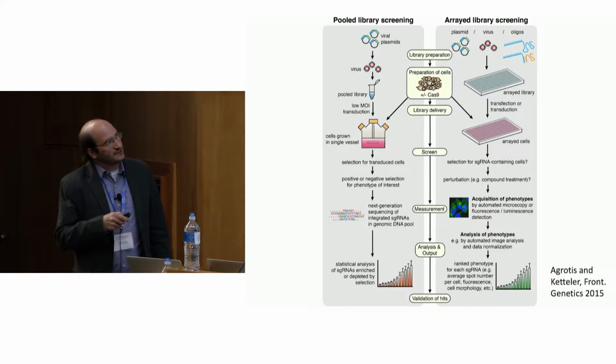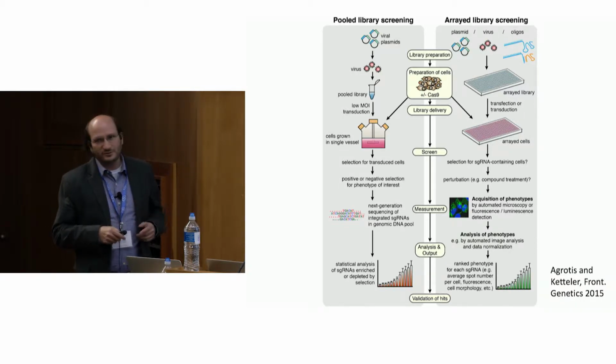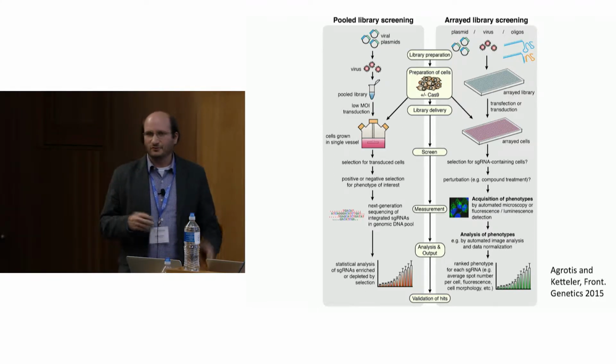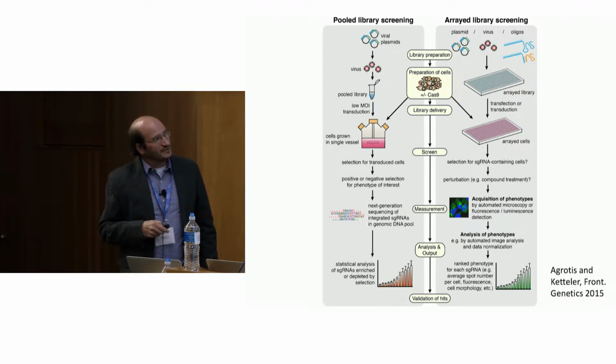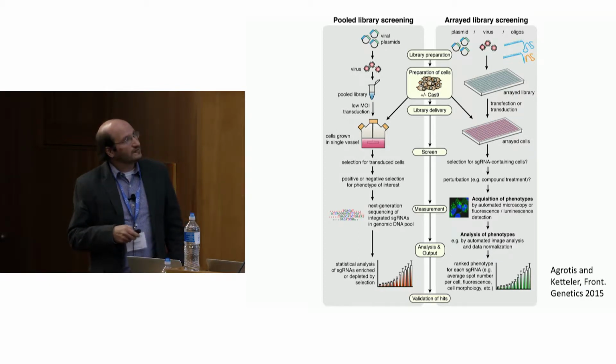One of the nice things about an arrayed screen is that you can potentially get much more high content imaging. So you can put these plates after you knock down one gene in a well into a microscope, take an image of what the organelles look like, for example, and really get an enormous amount of information for what's actually going on in that one well. You can't get typically that level of information in a pooled screen, but these have a number of advantages. They're much, much easier and cheaper to conduct.